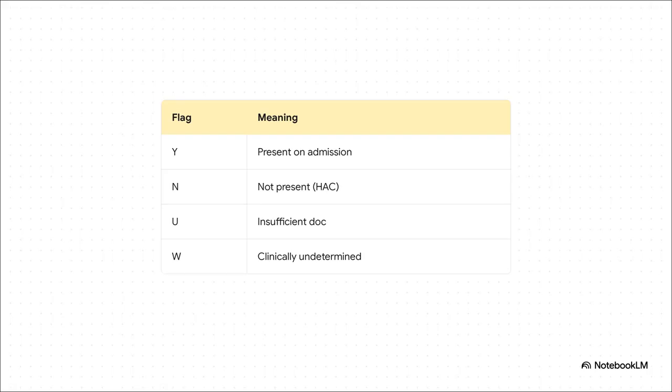To do this, you've got four main flags to work with. Y means yes, it was present, meaning it can validly increase your DRG weight as a complication or major complication. N means no, it wasn't present, meaning it's a hospital-acquired condition. U means you have insufficient documentation, so you've got to query the doctor. And W means the provider is clinically unable to determine it. Listen closely to this. A single N flag can cost your facility thousands of dollars if a major complication is deemed a hospital error, simply because CMS will flat-out refuse to increase the DRG payment for that condition.